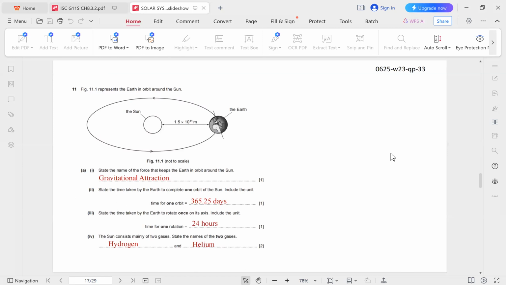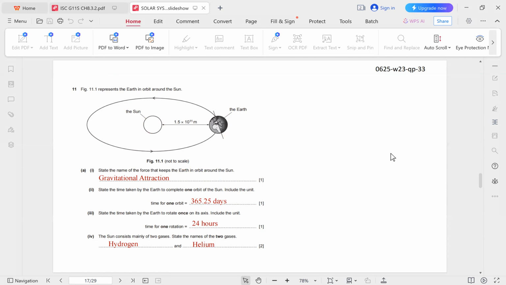Figure 11.1 represents the Earth in orbit around the Sun. State the name of the force that keeps the Earth in orbit around the Sun. Of course, the reason why the Earth is revolving around the Sun is because of gravitational attraction. So the Sun, a much larger body than the Earth, by the way, so this drawing isn't very accurate. So if this is the Sun, then this would be the Earth, or even this is not accurate. The Sun is much, much larger than the Earth.